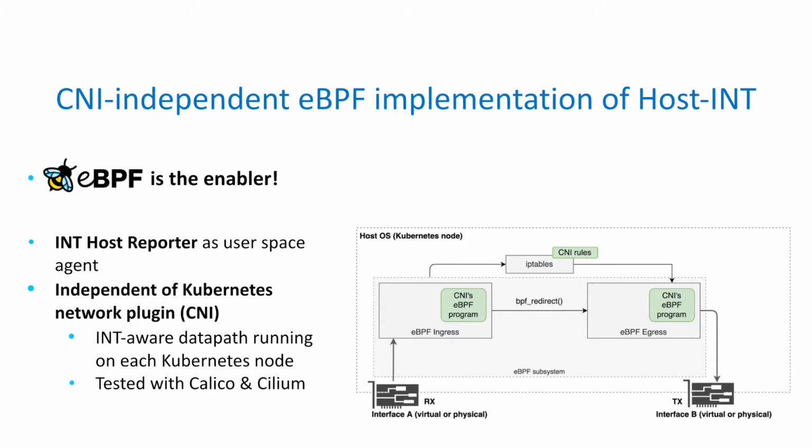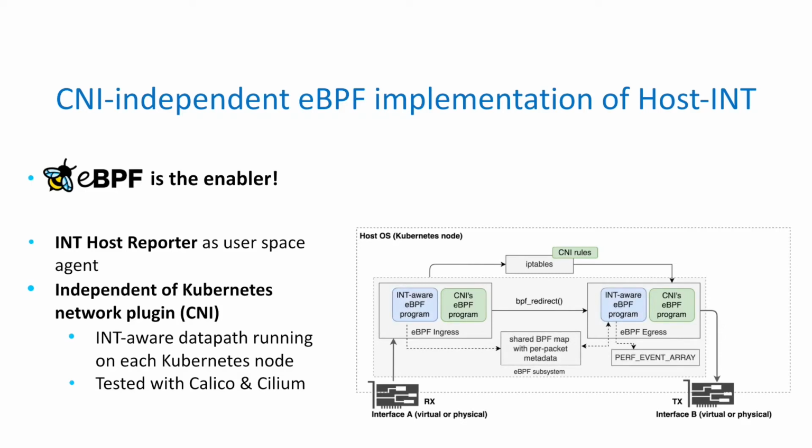We decided to implement the Host-INT prototype using eBPF technology, which allows us to quickly extend the end-host stack without the need for extending the Linux kernel or modifying the Kubernetes network plugins. The picture shows two network interfaces and a simplified view of the host network stack, where the Kubernetes data path can be implemented based on either iptables or eBPF. eBPF provides us two so-called hooks where an eBPF program can be attached.